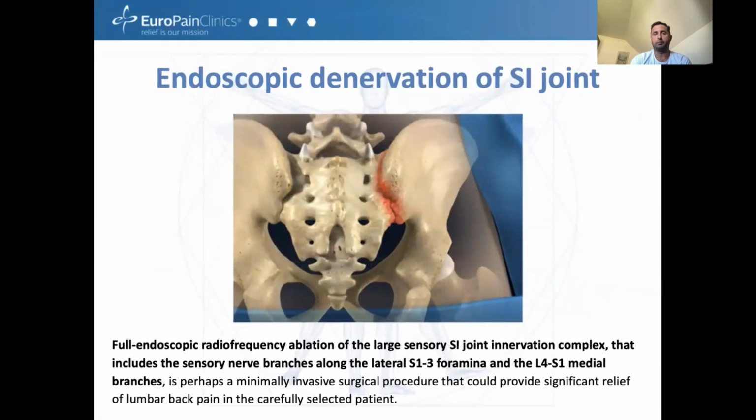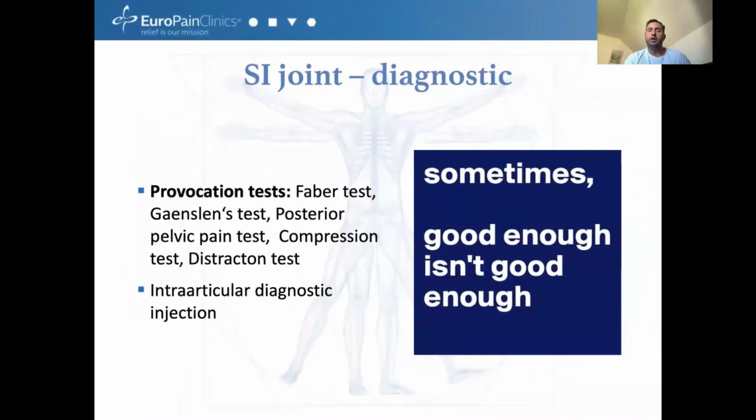If we're talking about endoscopic denervation of SI joint, there is a different concept. This type of procedure is purely denervation, and it's a full endoscopic ablation of the large sensory SI joint denervation complex. And we're going for S1, S3 foramina, and maybe if necessary, we'll go for dorsal ramus of L5 because it's supposed to be a complex denervation. It's the same like any other procedure on SI joint, just here we're doing it under direct visualization.